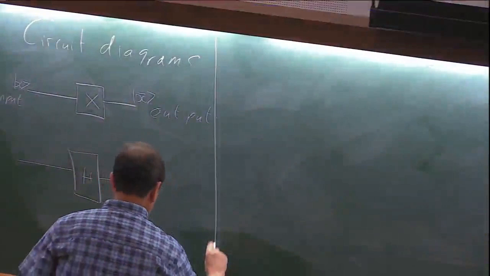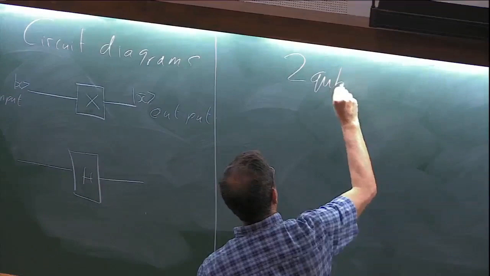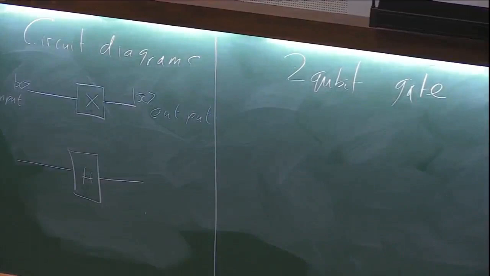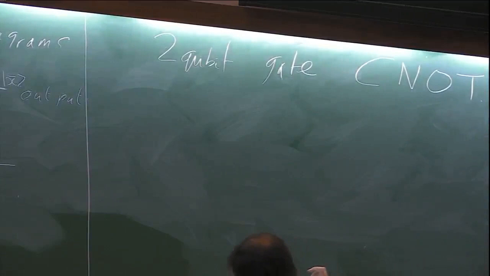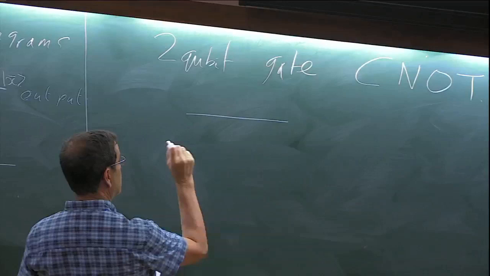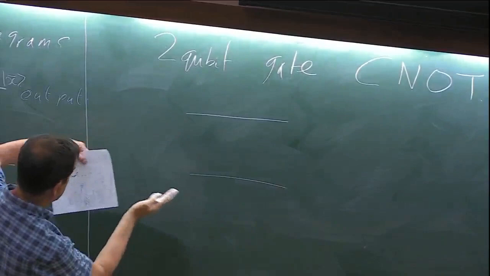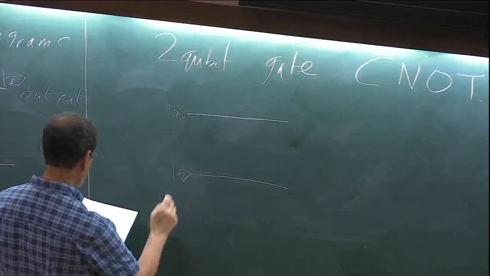So the most important 2-qubit gate is the one that was already introduced in the classical context, the controlled NOT, or C-NOT. So this is important. It's written in the following way. It's 2 qubits, so there's going to be 2 lines. So we're going to feed in here. Maybe this qubit is in x, this qubit is in y.